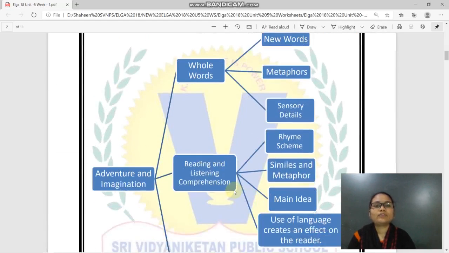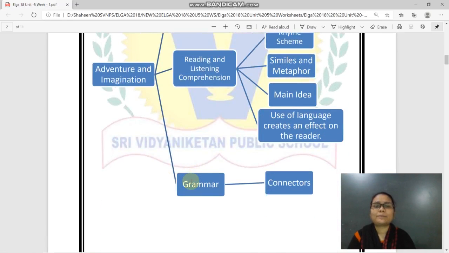Before attending the class, make sure that you have your SR, workbook, notebook, pen or pencil with you all children. So the name of Unit 5 is Adventure and Imagination. In this unit, we will be revising whole word section, reading and listening comprehension part and grammar part.